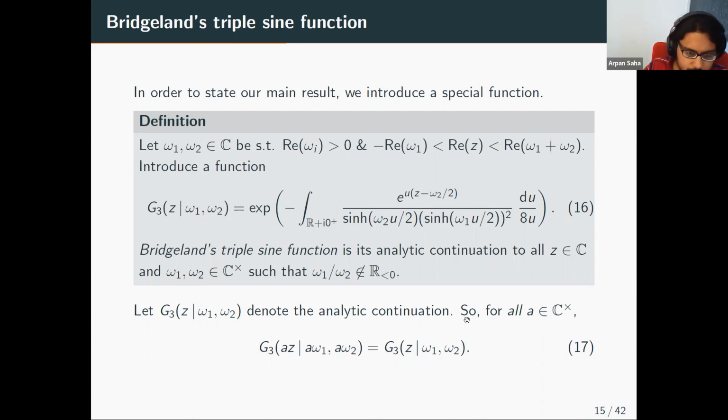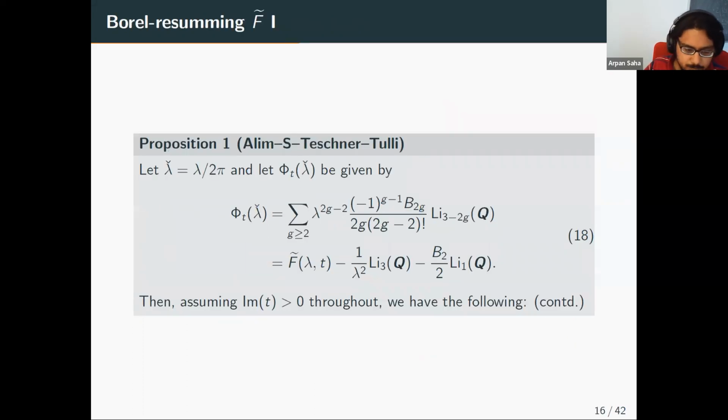Okay, so now that we've defined it, we first turn to the task of Borel resumming the non-zero degree part of the Gromov-Witten potential, which is denoted F tilde. Now, recall that the Borel transform is only defined for formal series where the lowest order is at least 1. So accordingly, I define a function phi t, which is basically just F tilde, but with the genus 0 and genus 1 contributions removed.